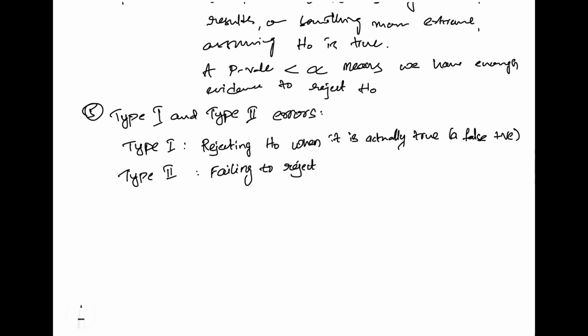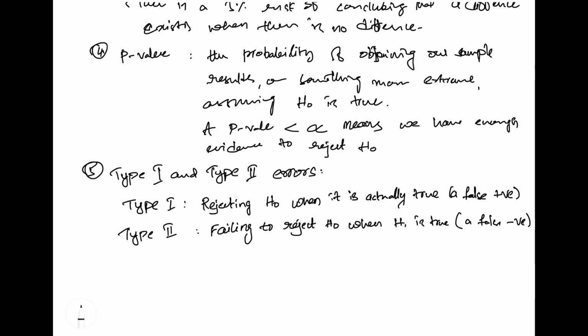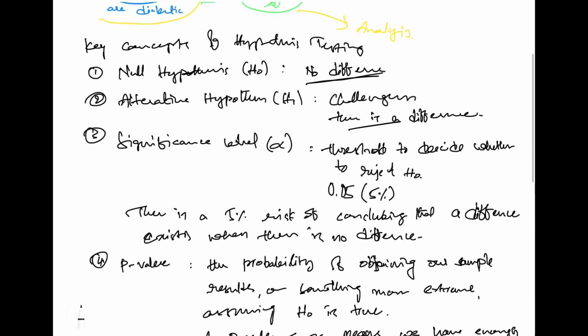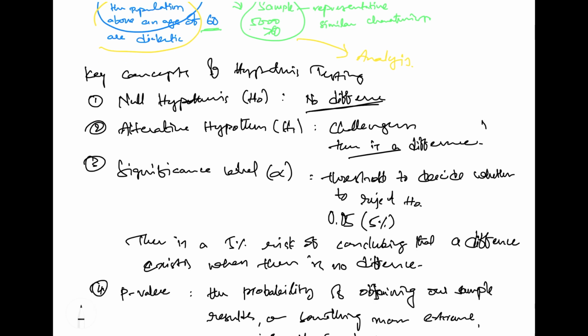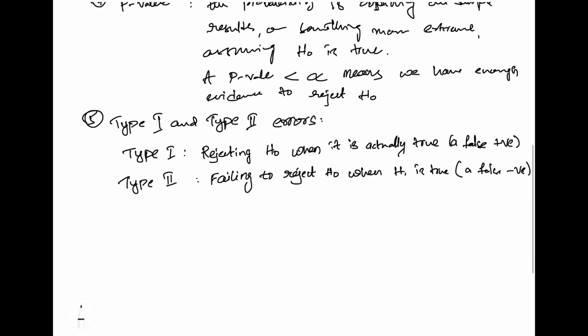Failing to reject H naught when H1 is true is a false negative. In the example, we have evidence towards H1, the alternate hypothesis, meaning there is a difference in the diabetic condition. But we are saying there is no difference in the diabetic condition. So it's called a false negative. Then that is called type 2 error.